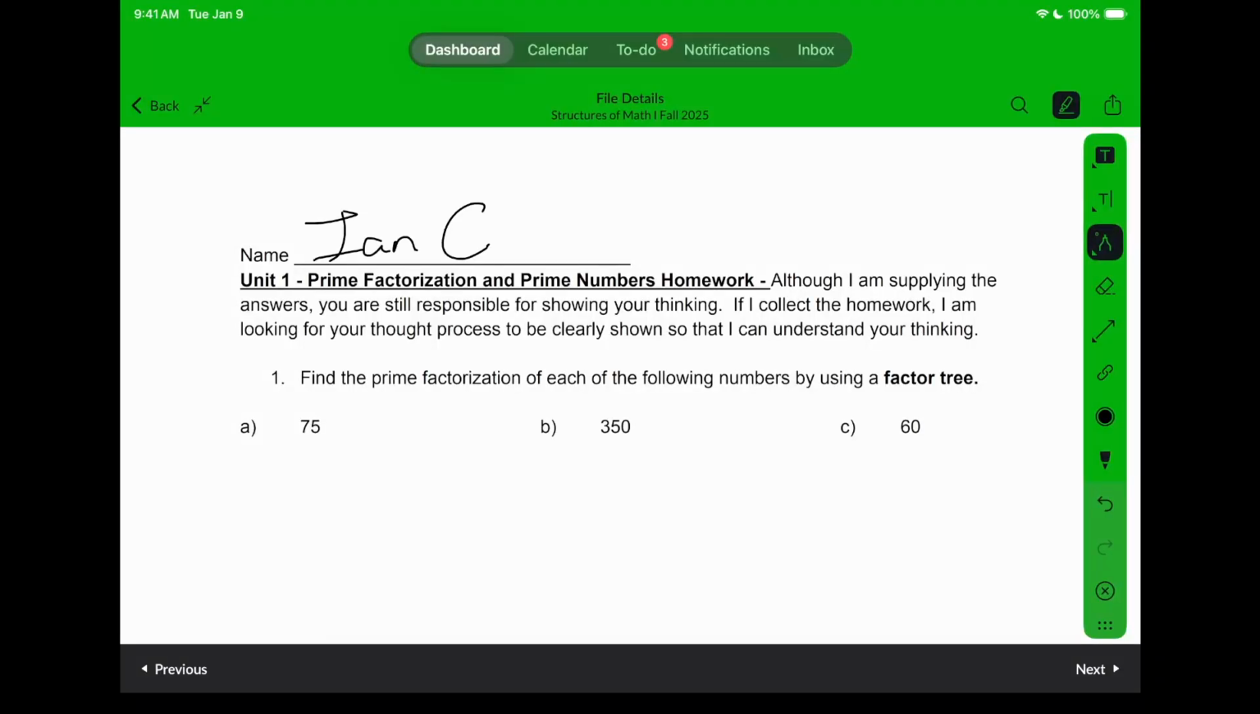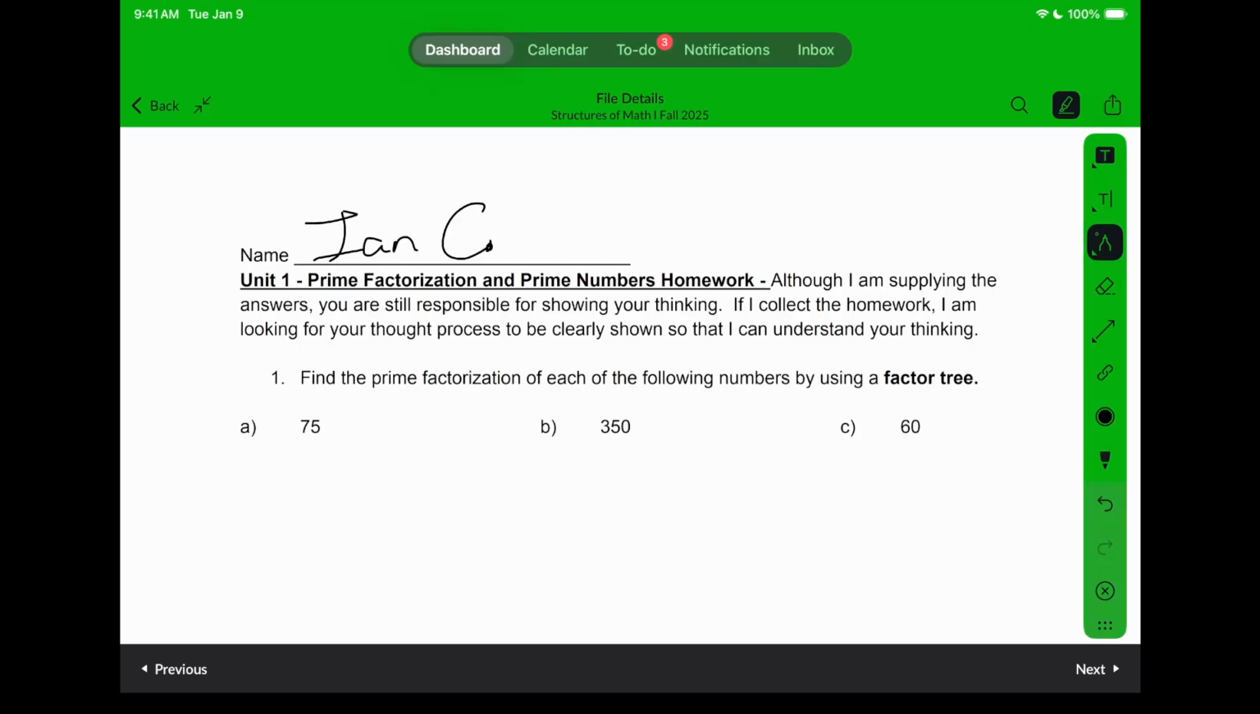I am Ian, and today's homework recap for the final exam for Structures 1 is prime factorization and prime numbers. This was actually a really fun one. I love prime factorization. It's one of my favorites.